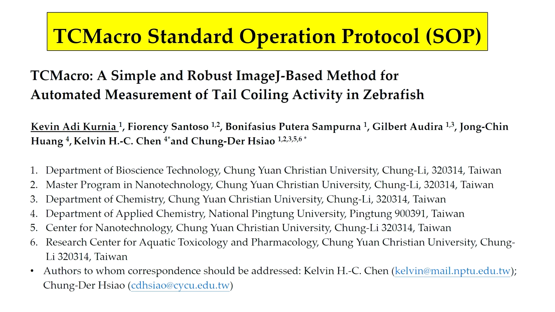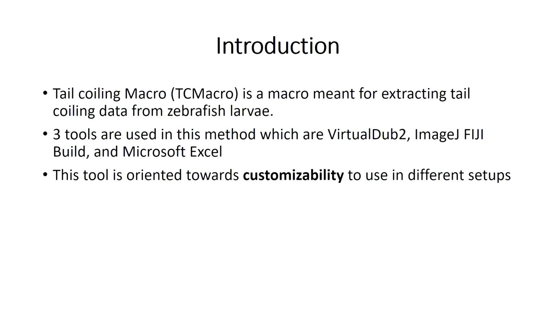Good day everyone. Today I will be talking about the TC Macro Standard Operation Protocol as supplementary data for my publication titled "TC Macro, a simple and robust ImageJ method for automated measurement of tail coiling activity in zebrafish." So this is a brief introduction for TC Macro.